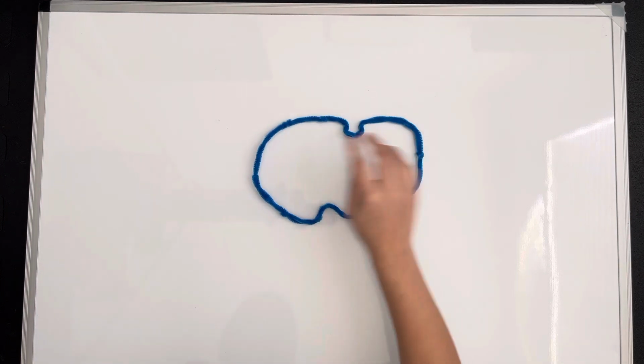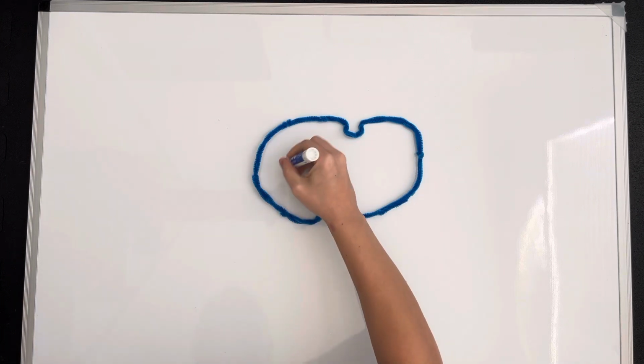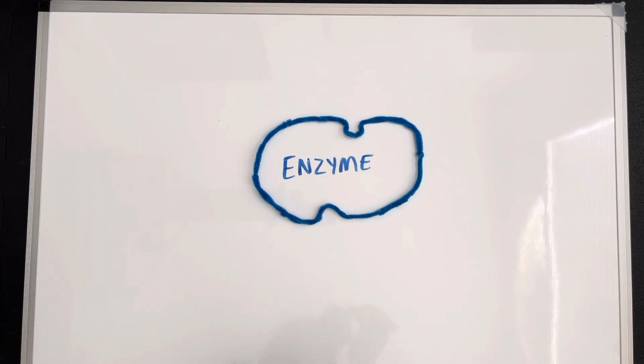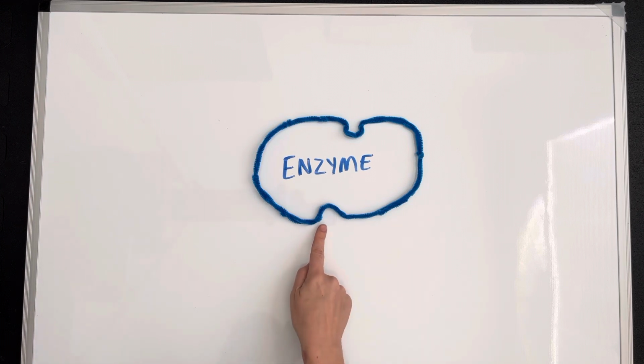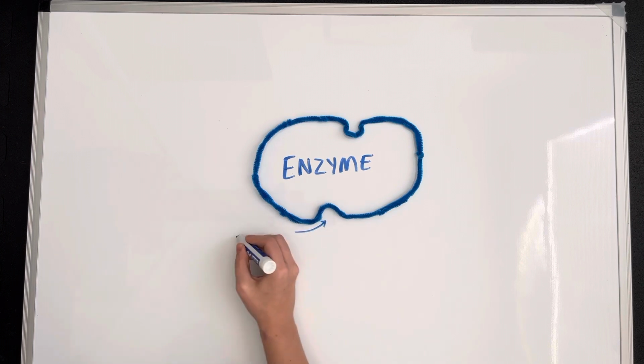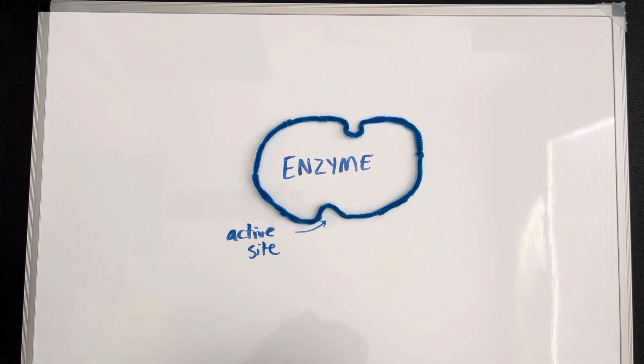Today, this video is coming to you from my house, and we're going to talk about enzymes. So I've made this little enzyme. It's a protein. And an enzyme's job is to speed up reactions. And so they have this special place in them called the active site. And the active site is where our reactions are going to take place.